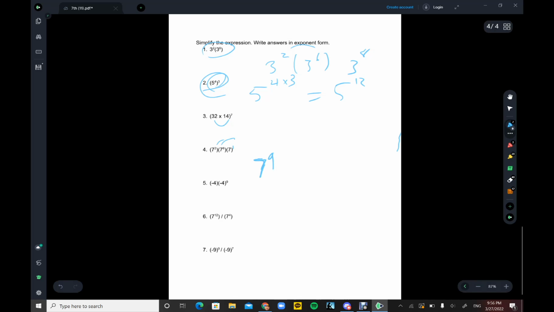And for the negatives, it's the same thing. For this one, 7 to the 12th divided by 7 to the 4th. Subtract 12 and 4, you get 7 to the 8th. The same concept for number 7.